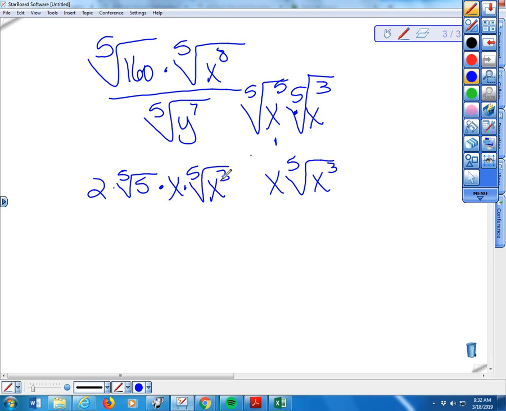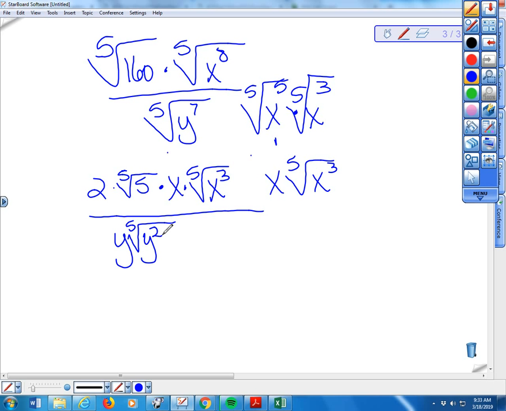Now in the denominator, if I do the same thing, I have y times the fifth root of what? Y to the... think about what I did here. How would I do the same here? So 5 and 2. Follow? Did a light bulb come on, hopefully?